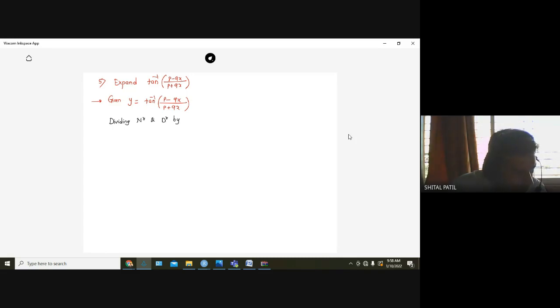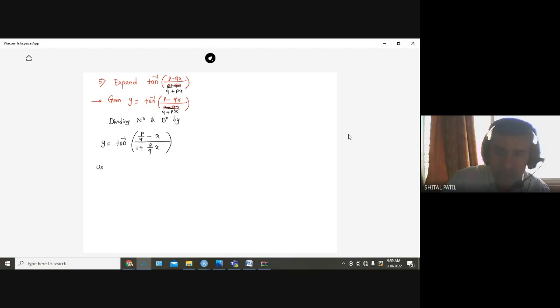One minute. I have made a mistake. See, this is not the p. Denominator is different. Q plus px. Please make the required change. Q plus px. Okay. Now divide by q. So y equal to tan inverse of p by q minus x divided by 1 plus p by q into x.